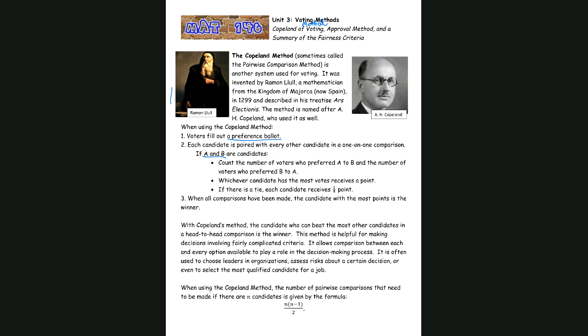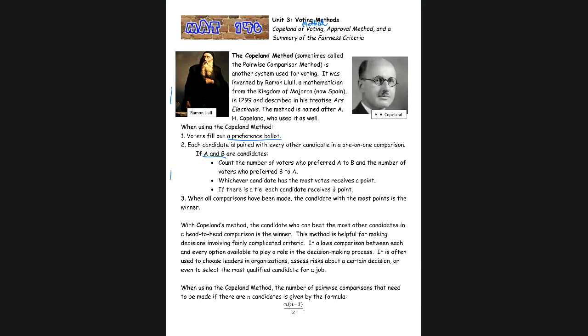So with Copeland's method, and you have this as well, you can jot down some notes, but if you are missing anything, this is on My Open Math as well. So you have this sheet. With Copeland's method, the candidate who can beat the most other candidates in a head-to-head comparison is the winner. Basically we're taking each candidate, comparing it to every other candidate, and the person who wins the most points that way is declared the winner.